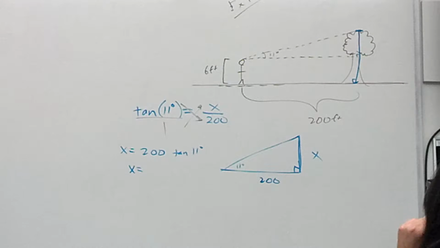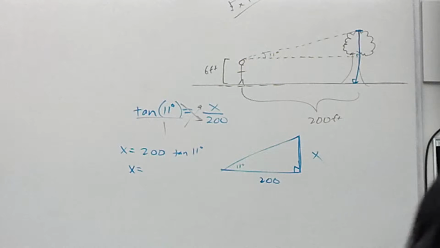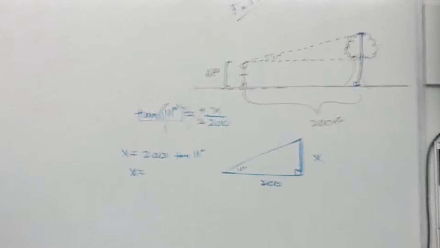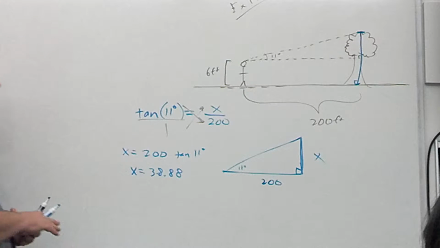But they asked for how tall the tree was. You have to add 6 feet. We're getting there. The answer is 38.87, or 38.88.